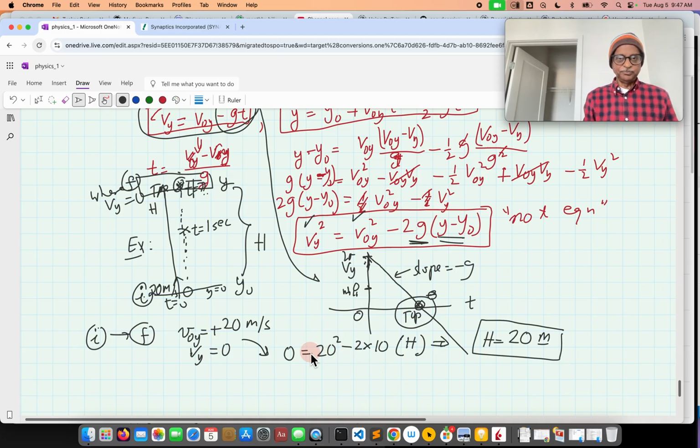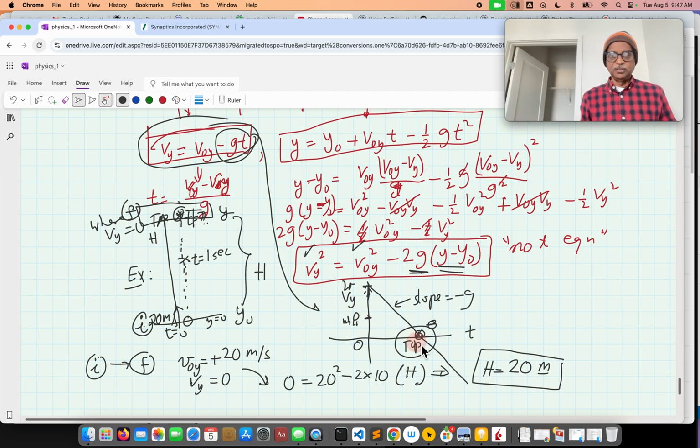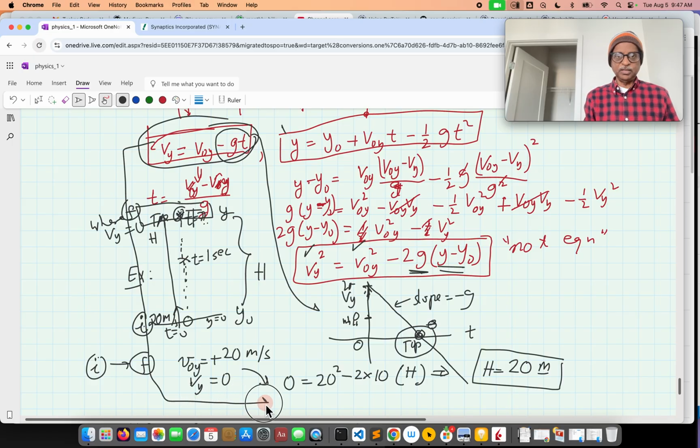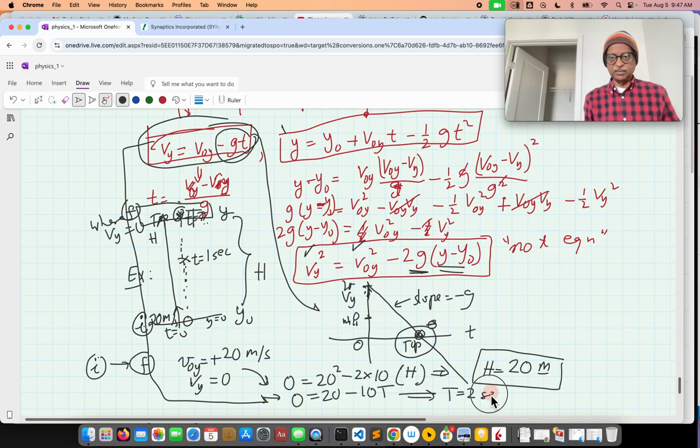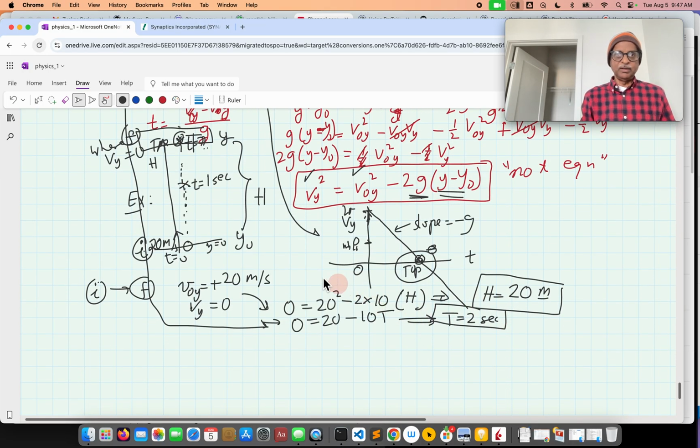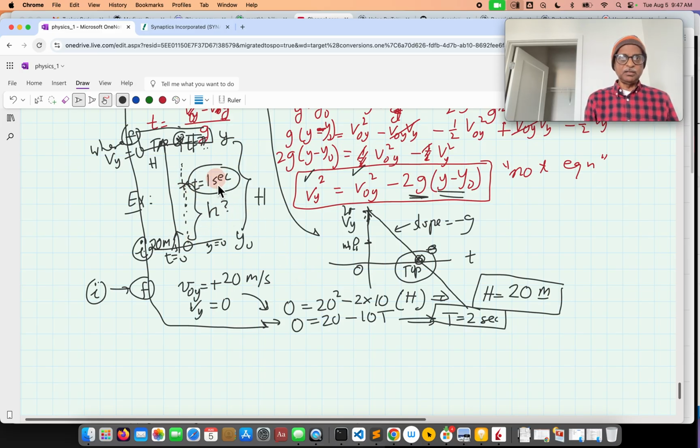Cool, right? So how about time? Well, I can use either this or this, but this one looks much easier to use. So for time it will be V0 is 20 minus 10 times t, so t equals 2 seconds. Well, let's see, where will it be, what will be this h at the 1 second mark? Where will it be at the 1 second mark?